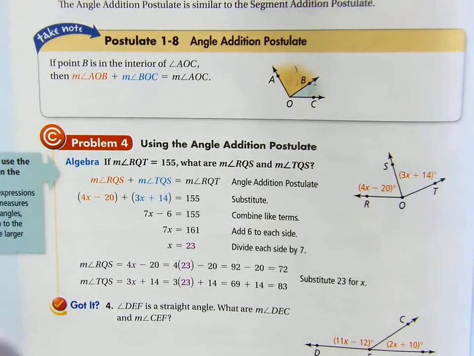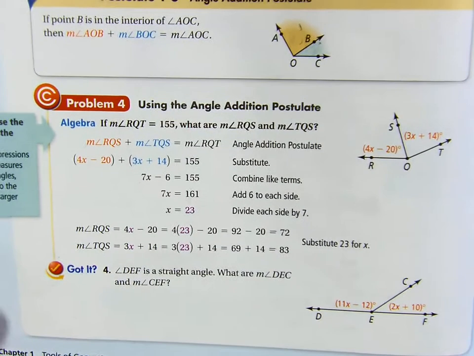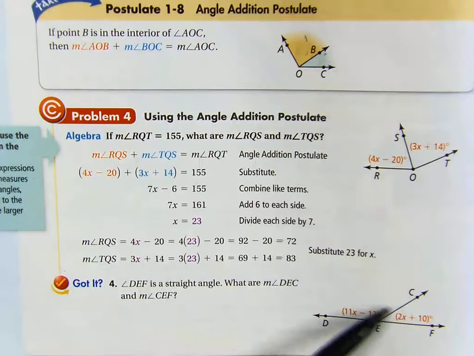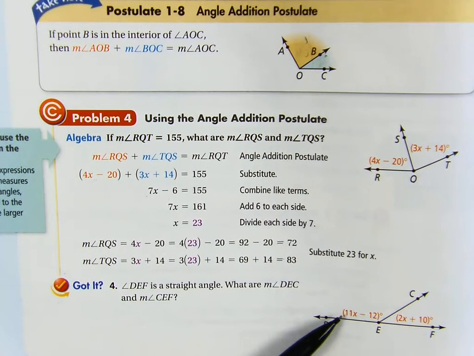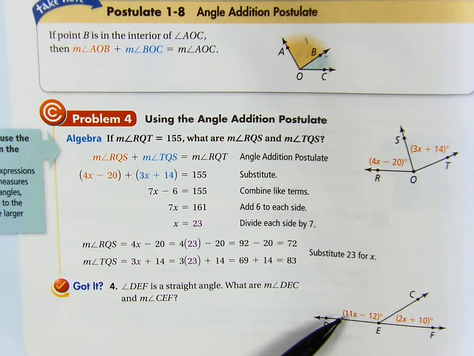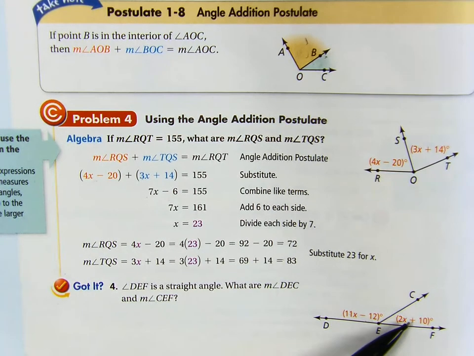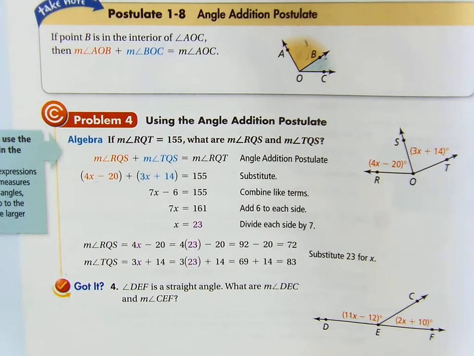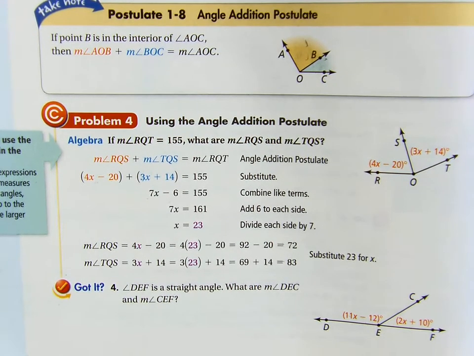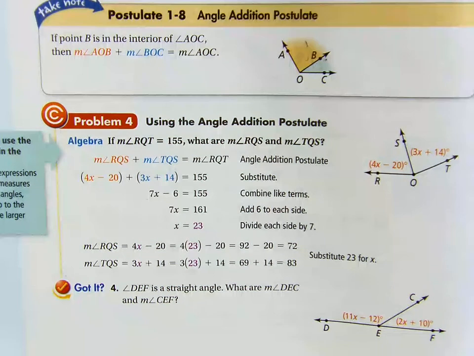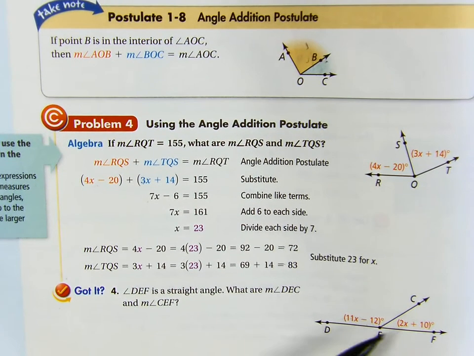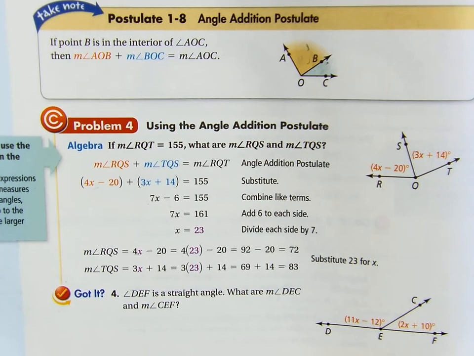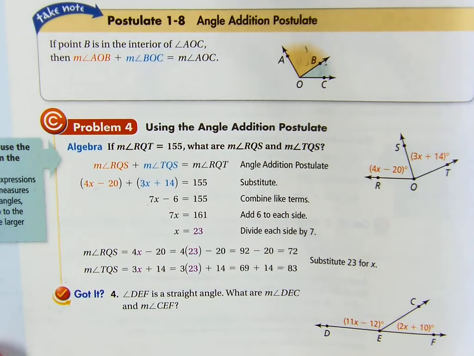Now this next one, they don't tell us the measure of the whole angle. They say it's a straight angle. So since it's a straight angle, that's 180. So we can say that this angle measure, 11x minus 12 plus 2x plus 14, is equal to 180. Then you just collect like terms, solve the equation, find out what x is, plug it back in for these measures, and find each of those measures. Okay. It's real simple. I don't think you'll have too much trouble with this.